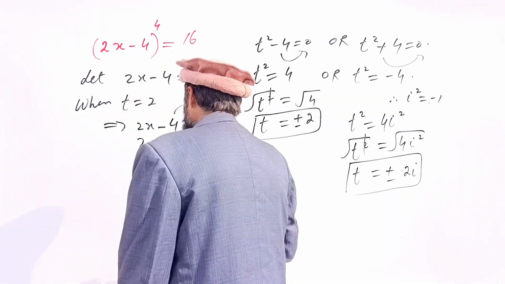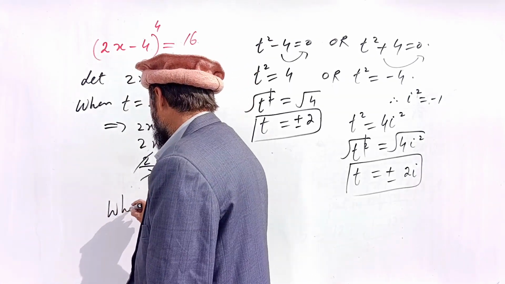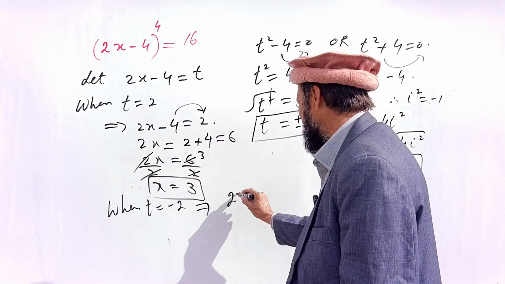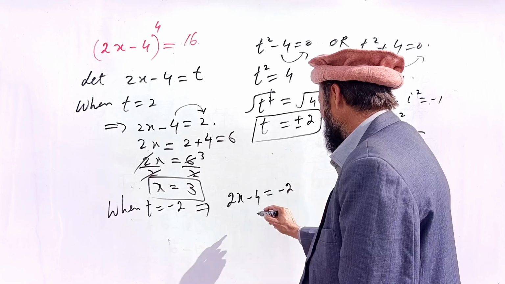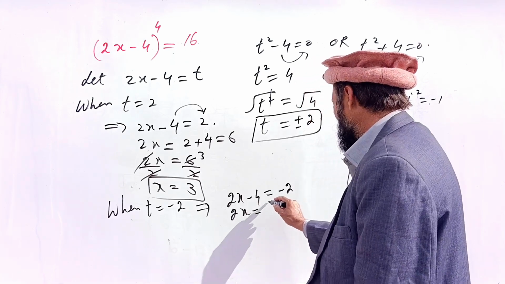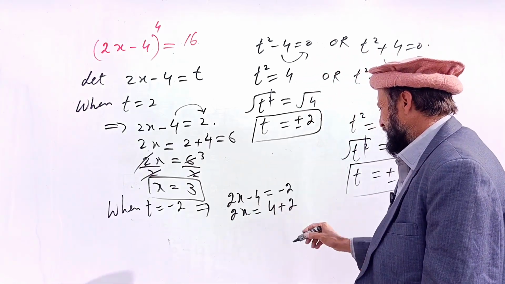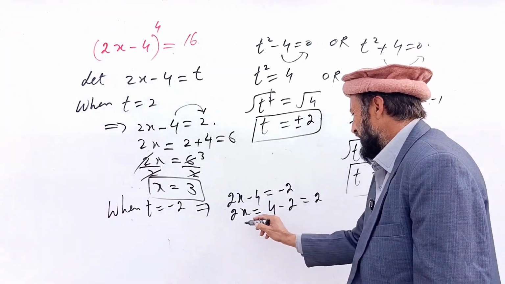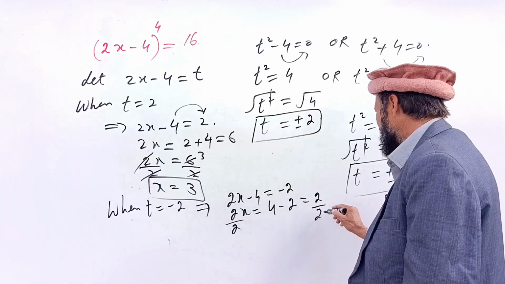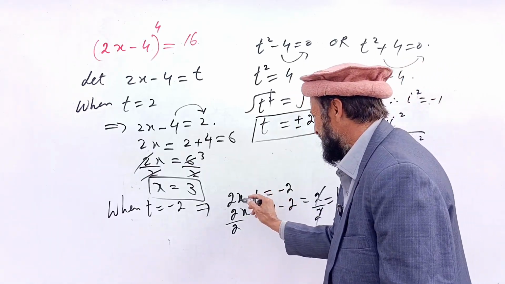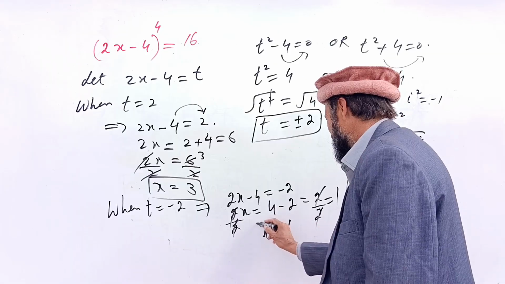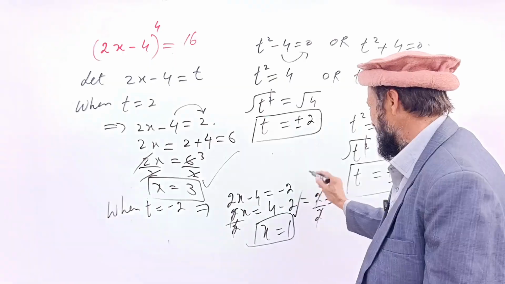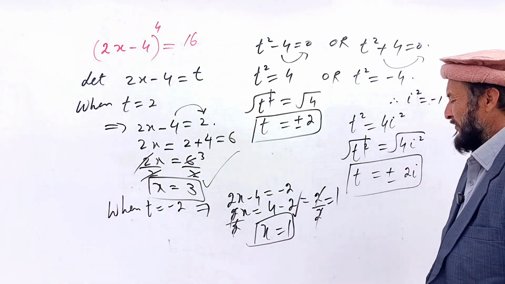Now if we take the negative, what will be the result when t is equal to minus 2? The equation becomes 2x minus 4 is equal to minus 2. So 2x is equal to 4 minus 2, and we get 2. Now dividing both sides by 2, x is equal to 1. X is 1 is the solution of this question. One is x is equal to 3 and one is x is equal to 1.